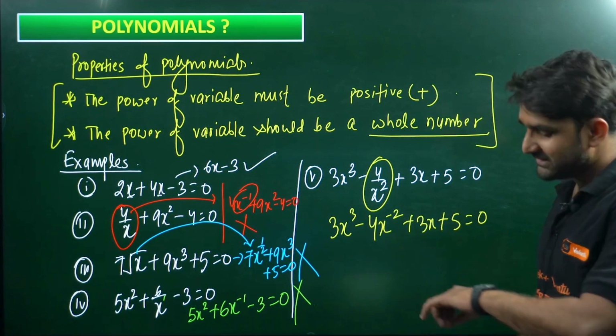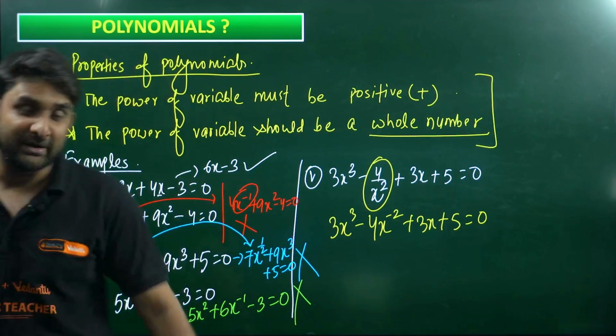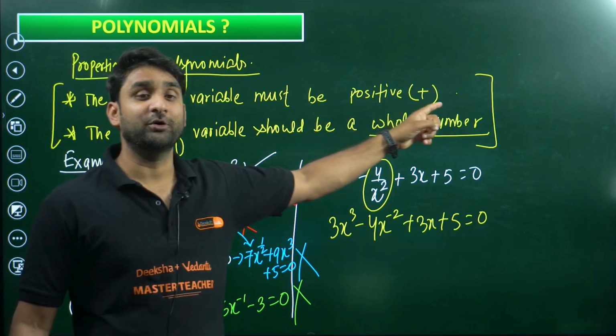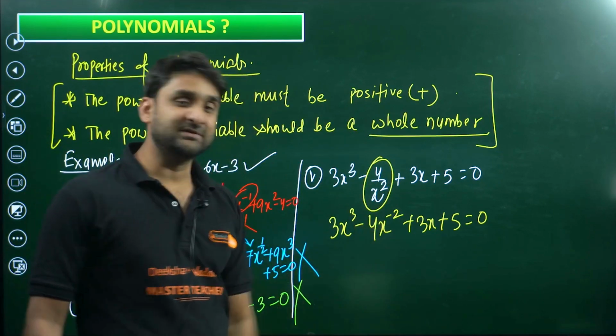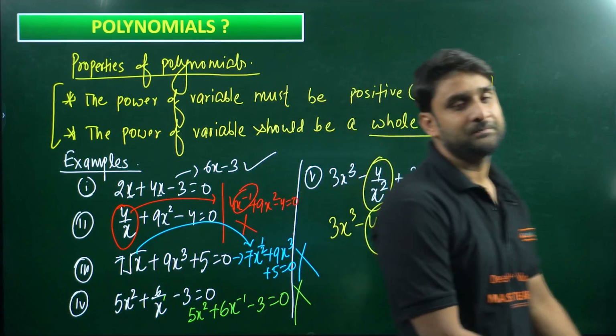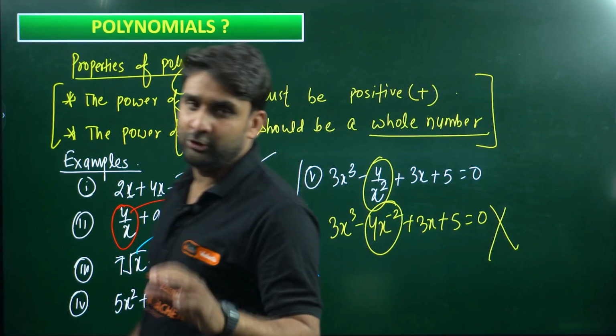Can you see here? This is x to power minus 2, which is violating the first rule. The power of variable must be positive. So here the power of variable is negative, so this is violating the rule. It means that this will not be polynomial. I hope the properties of polynomial are clear to you.